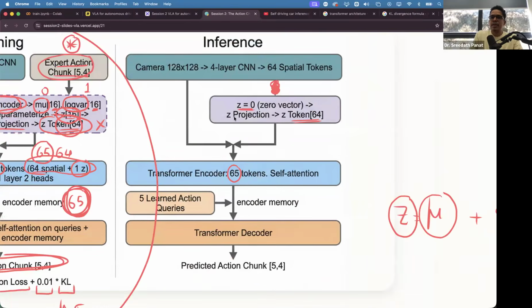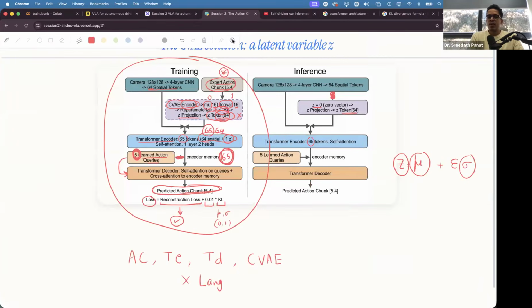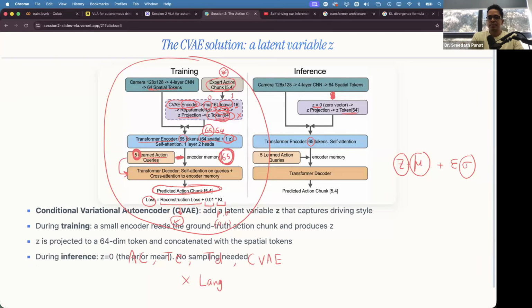This is in the inference, because in the inference, this expert action is not available. In inference, there is no ground truth available. You are trying to predict something. So that is the only thing. So now we just need to add one last thing, which is the language. So let's see how language is added.